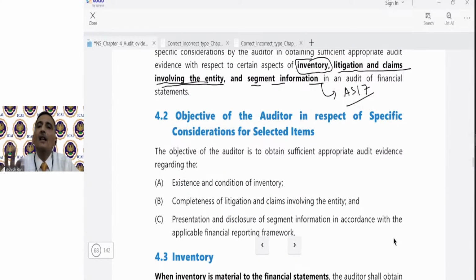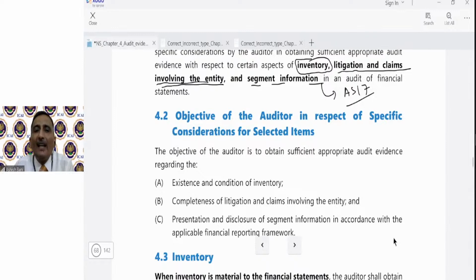So SA 501 deals with three things regarding audit evidence. One is relating to inventories. Second is relating to litigation and claims involving the entity. And third relates to segment information.